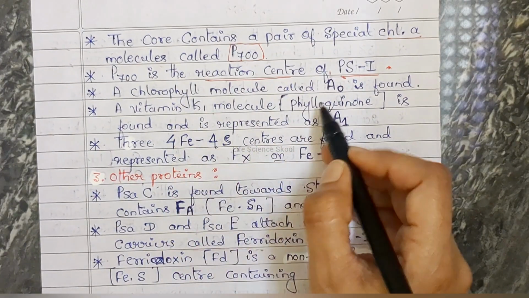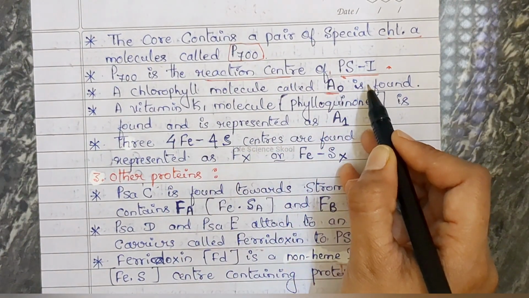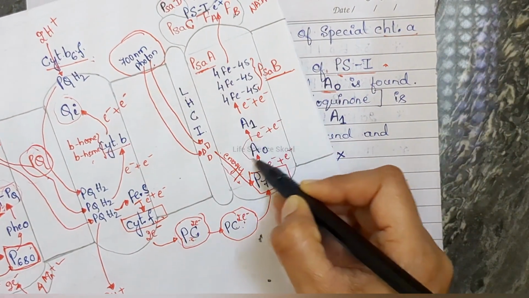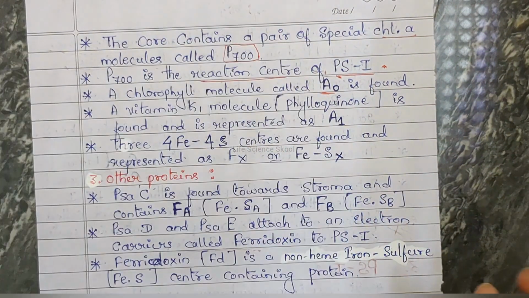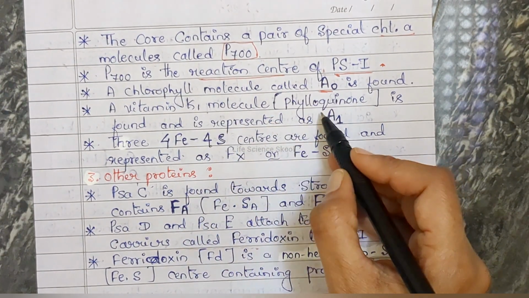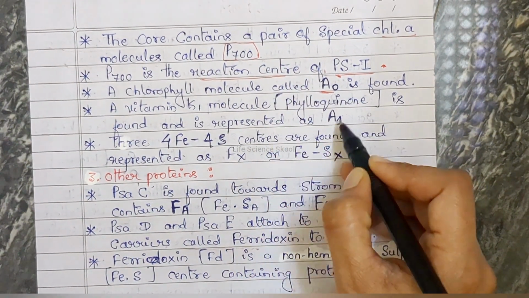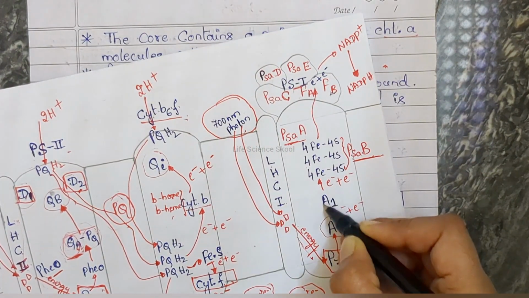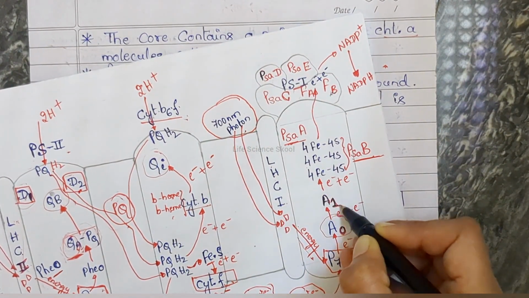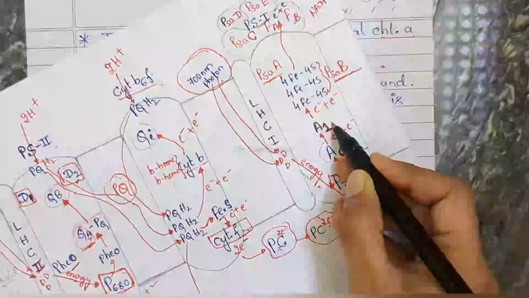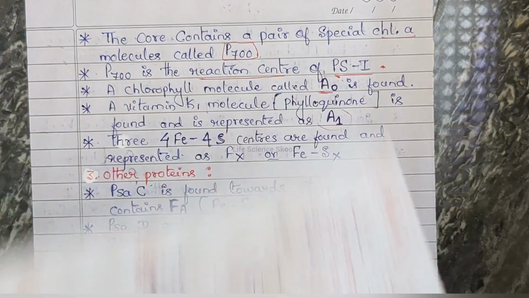A chlorophyll molecule called A0 is found in the core of the PS1, you can see the A0 chlorophyll molecule. And a vitamin K1 molecule, that is phylloquinone, is found, and it is represented as A1. This is the A0, and this one, A1, is the phylloquinone. It is a vitamin K1 molecule.